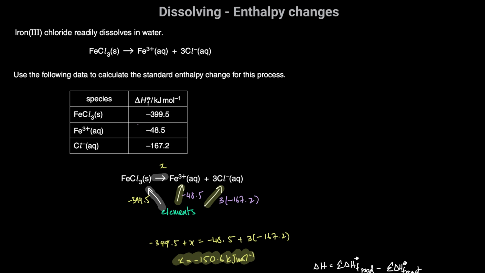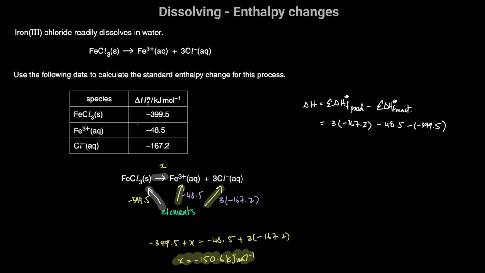Now, of course, since we're not asked to draw an energy cycle over here, we can also determine the enthalpy change for this reaction using this expression. We know that the enthalpy change for any reaction is the sum of the formation enthalpies of the products minus the sum of the formation enthalpies of the reactants. Here our products are Fe3 plus aqueous ions, and 3 moles of chloride ions.